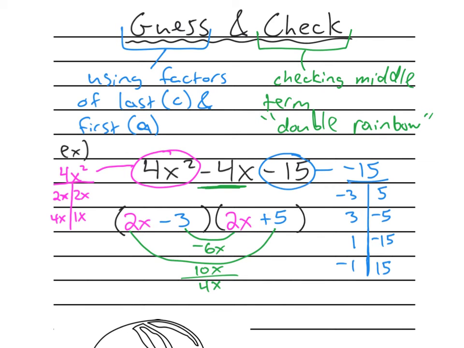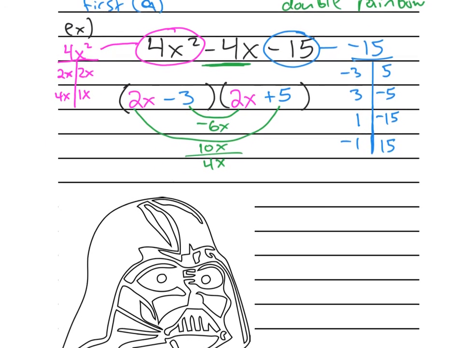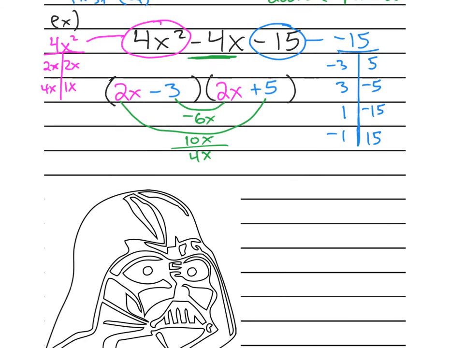Let's go ahead and scroll down and do that. All right, let's put it right next to Vader's face. So let's rewrite this. Now, again, fill out the binomials with 2x and 2x to make 4x squared in the first term. And now we're swapping the signs from our first guess here. So instead of minus 3, we'll put plus 3 there. And we'll put minus 5 in the second one.